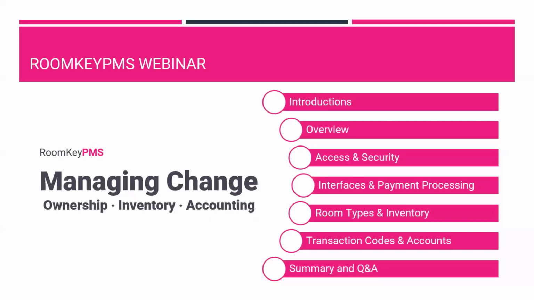Great. So just a bit of an overview of what we'll be talking about today. We'll start with some introductions. Then we'll look at an overview of how we address change, some recommendations that we have from our sales team, support, and training. We'll look at access and security surrounding RoomKey PMS and Windows domains and Windows logins. We'll also talk about your different interfaces, any third-party integrations with RoomKey, as well as payment processing. We'll take a look at how room types and inventory can be managed on those platforms and in RoomKey.